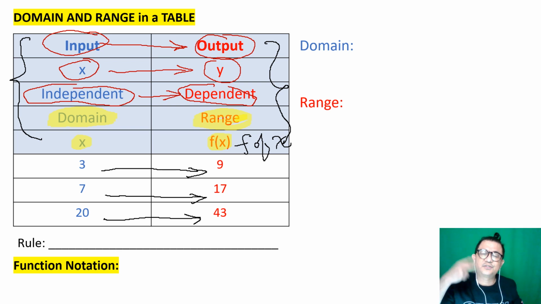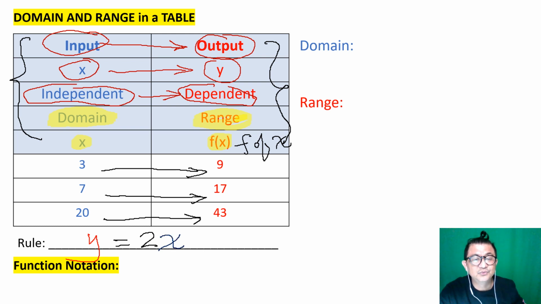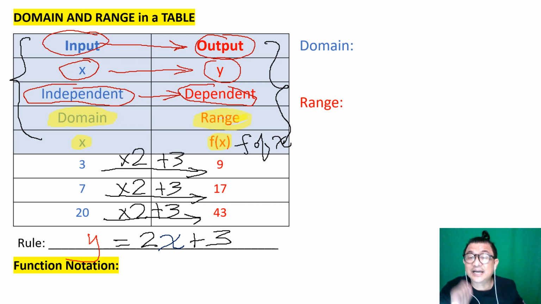Now, let's say the rule is a two-step. Okay, think first, think first. So let me give you the step. The rule is whatever to get the y, this is what we did. To get the y, we multiply the x by 2, then we added 3. Does it make sense? 3 times 2 plus 3 is a 9. 7 times 2, 14 plus 3 is a 17. 20 times 2 is a 40 plus 3 is a 43. So it works. So that is the rule.